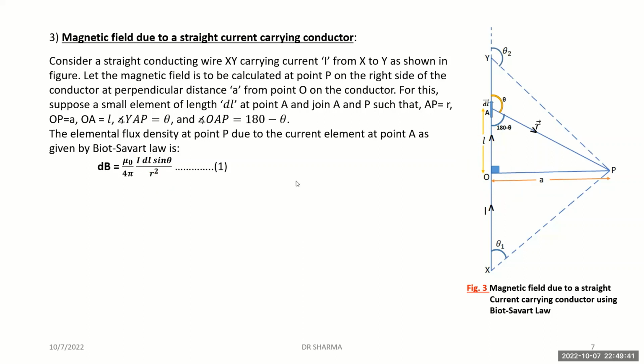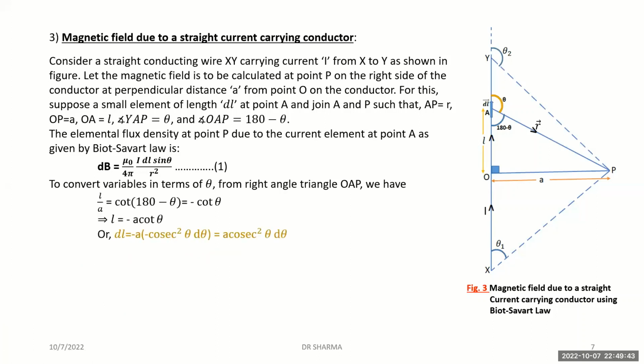Now, if you want to convert l in terms of theta and a constant a, l by a is equal to cot, because this is base upon perpendicular. So base upon perpendicular is cot theta. Here the angle is 180 minus theta in this triangle. And you know, cot of 180 minus theta is minus cot theta. So this implies l is equal to minus a cot theta.